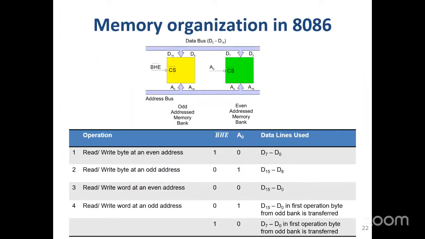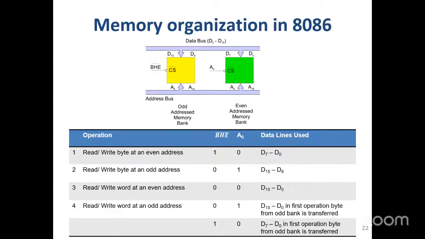Okay, you can see here 10 means the A0 is high. So therefore, the even address data we are accessing. Read, write, byte and even address data. And here BHE is equal to 0, and this one is the disabling. BHE is the enabling. So therefore, the read write operation is using odd address data.